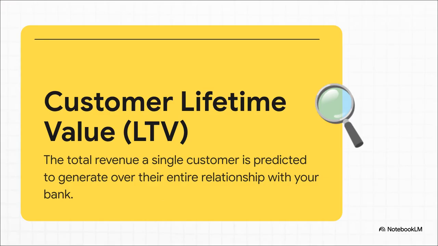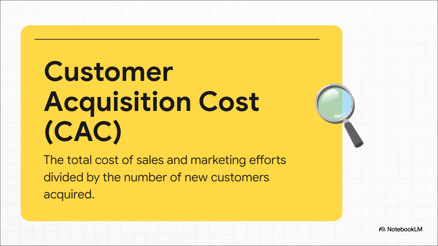First, you've got LTV, or customer lifetime value. This is the value part of the equation. We're not just talking about their first deposit. We're talking about the total amount of revenue you can reasonably expect to make from that one person over their entire time with you. And on the other side of the coin, you have CAC, the customer acquisition cost. This one's pretty simple. It's all the money you spent on sales and marketing divided by the number of new customers you got. This is the cost part of our compass.